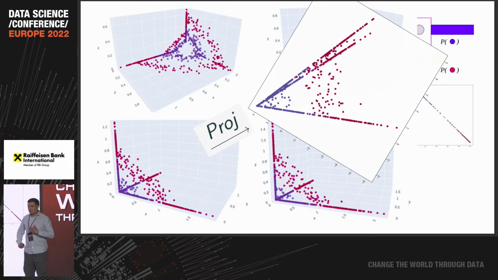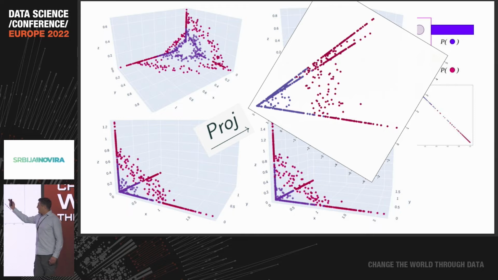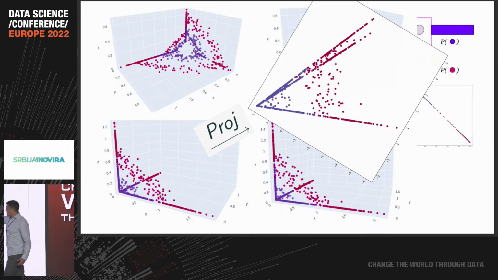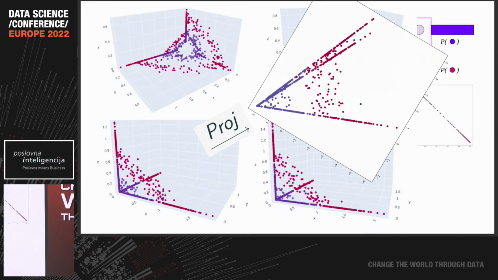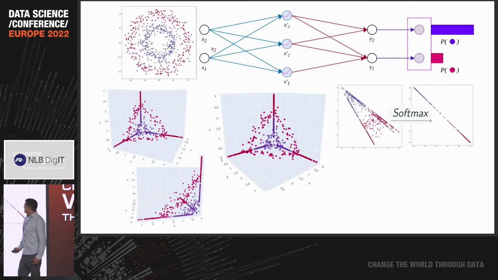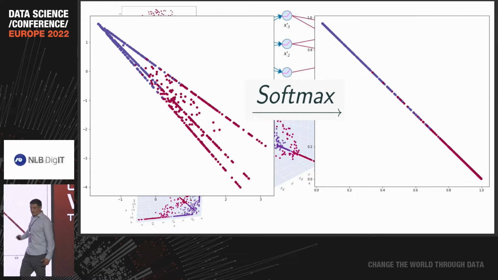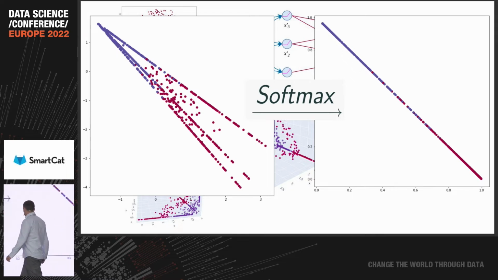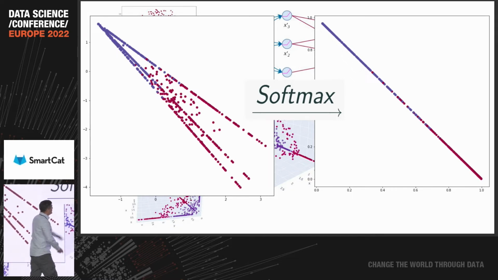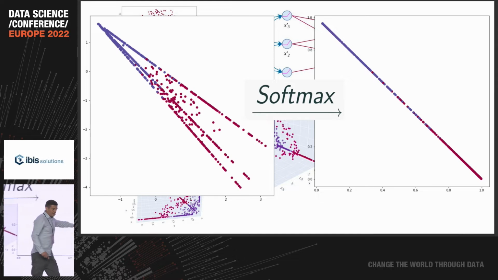When we go to the output layer, this is a projection on two-dimensional space. And also the projection from two-dimensional space of those objects looks something like this. And at the end, when we go to softmax, it will clearly separate. With high probability, blue points will be there, red points will be there.